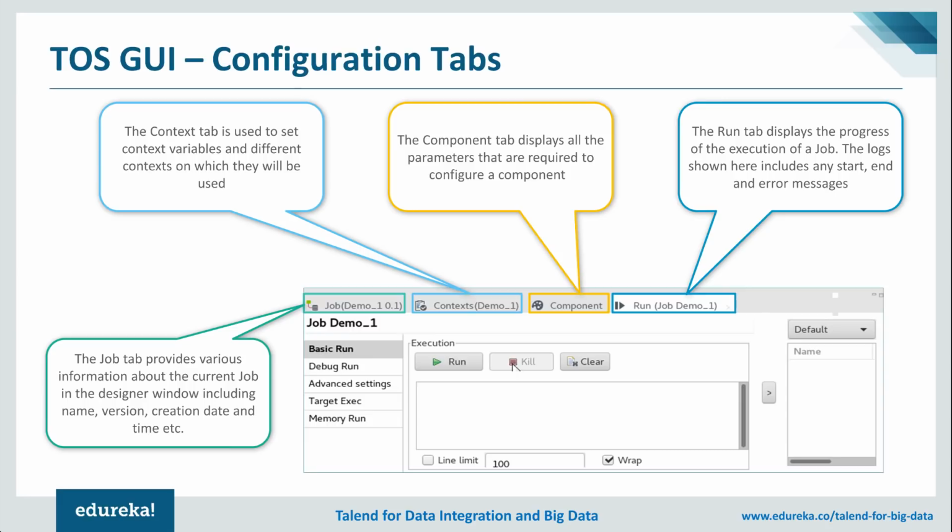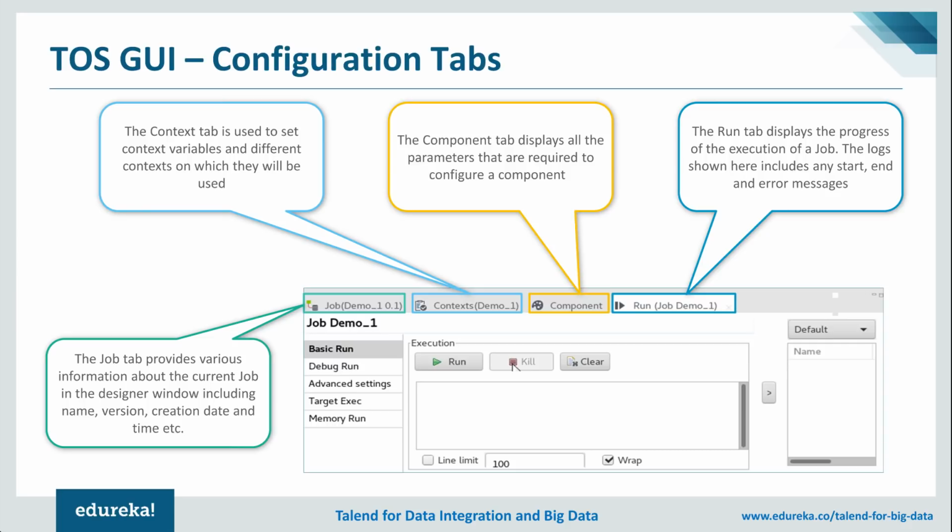And the configuration windows are the major one. Now the job window will contain all your information about the job, including the name, version, created date, all those stuff. And then context, as I said, it is all about your variables, whether you define the variables over there or you dynamically populate them. This context holds the placeholders for your variables. And the component is very important. It is a dynamic component. Whichever component you click on, that component's attributes or configurations will be displayed here. So you'll have to configure them.